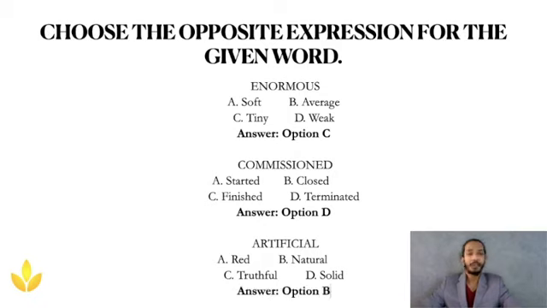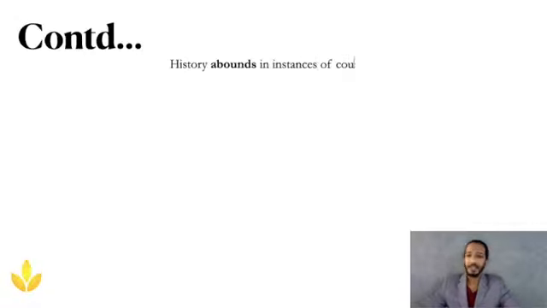A couple more examples to make it easier for you. History abounds in instances of courage. Here we'll be taking the word from a sentence that is in bold and find the meaning of it. So what does abounds mean? Shines, lacks, suffices, or fails. So take a moment, open your phone, get into the dictionary and see the meaning. And you will find that the answer is B.